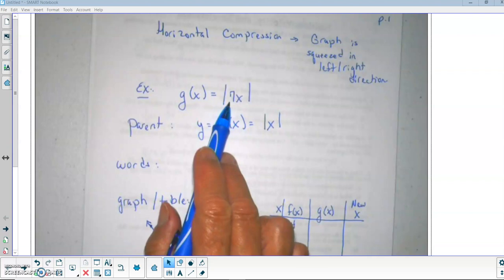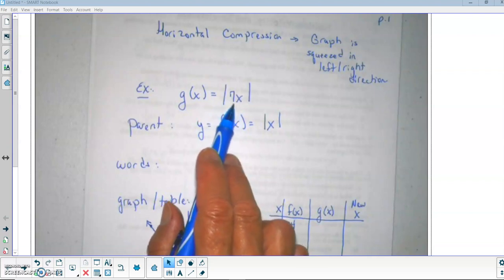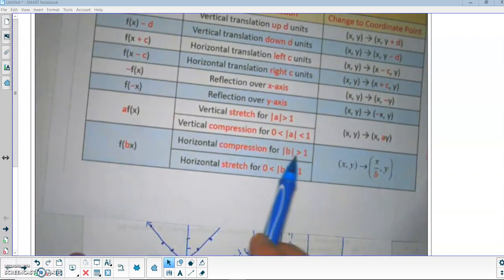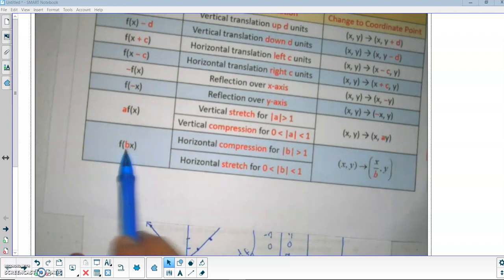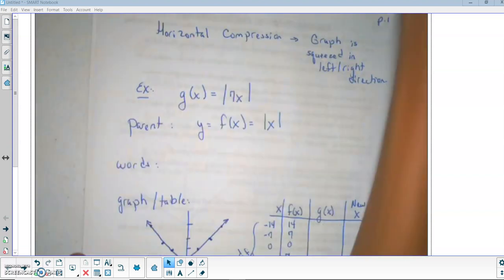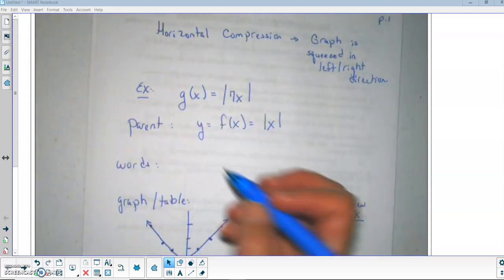And in words, the 7 causes a compression. Remember, when anything is with the x, it kind of behaves in the opposite of what you expect. If the absolute value of that number is bigger than 1, it's a compression, not a stretch. But again, this chart is here for your reference, and you should have a copy of that in your notes.